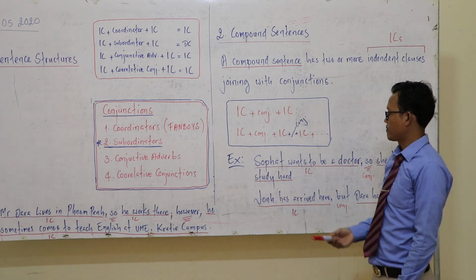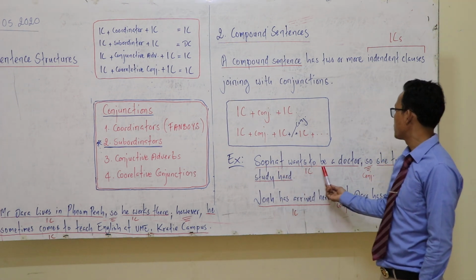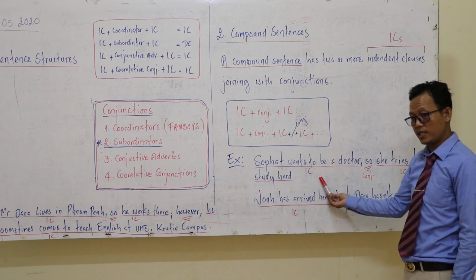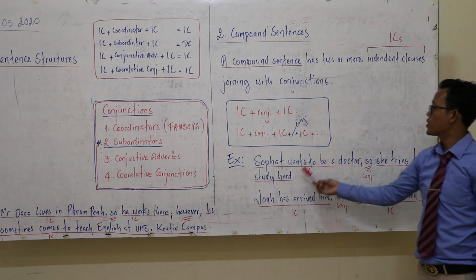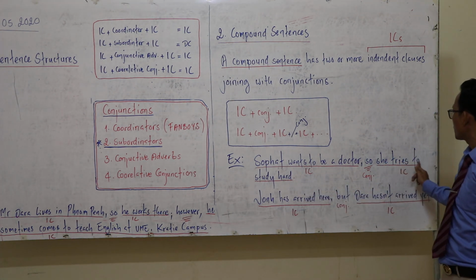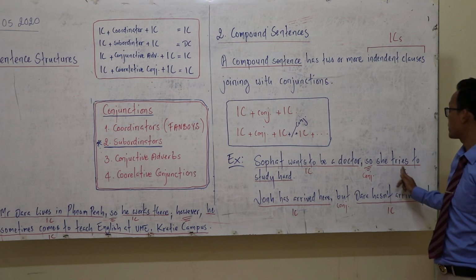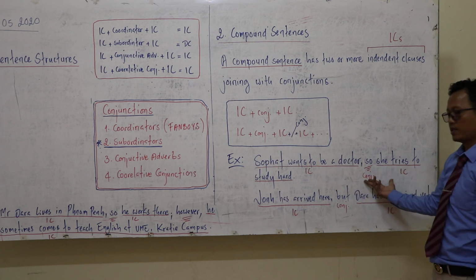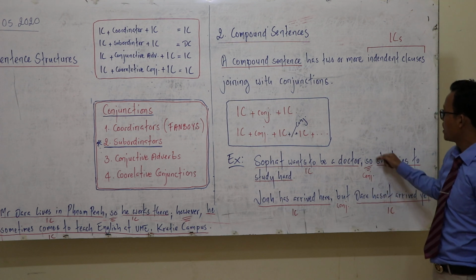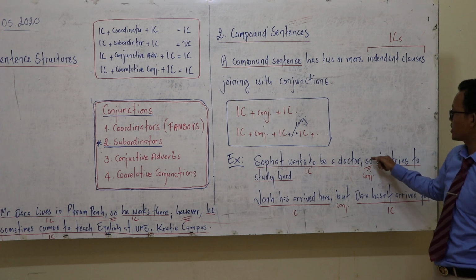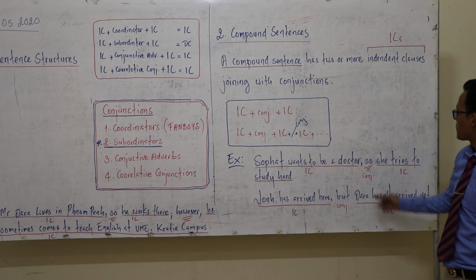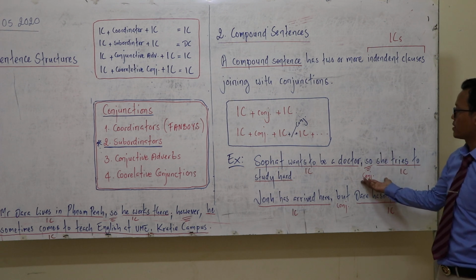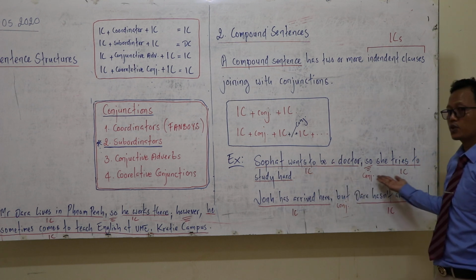Example again, right? Pat wants to be a doctor is an IC. So she tries to study hard is another IC. So 2 ICs, joined with a coordinating conjunction, you can say FANBOYS. So it becomes a compound sentence. And this one is only one sentence, not 2 sentences.